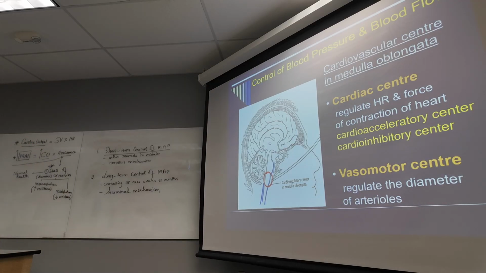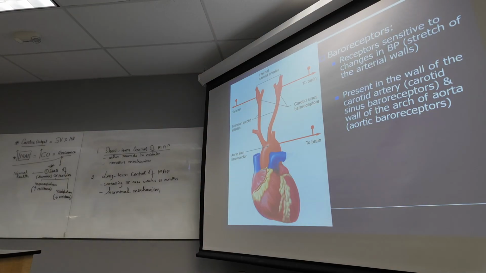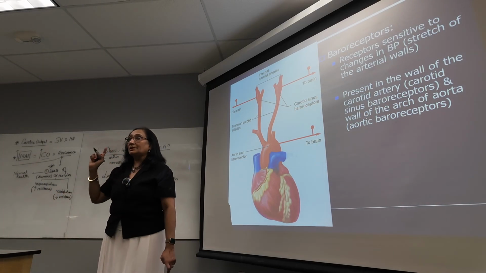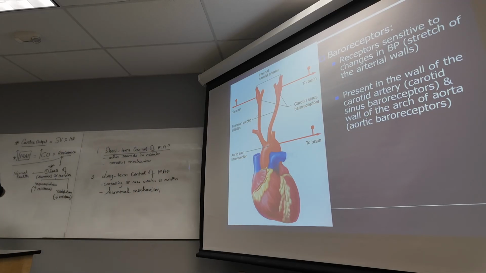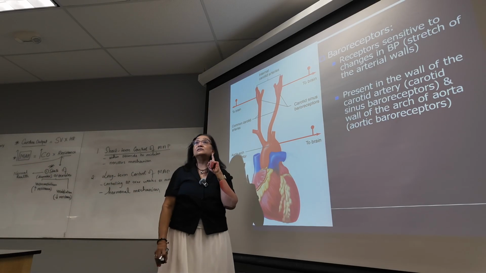You need sensors. Where are these sensors located? The sensors that detect changes in mean arterial pressure are called baroreceptors. The word baro means stretch. So these are basically stretch receptors, just like you have muscle stretch receptors. Where do you find them? There are two locations where you have these sensors.